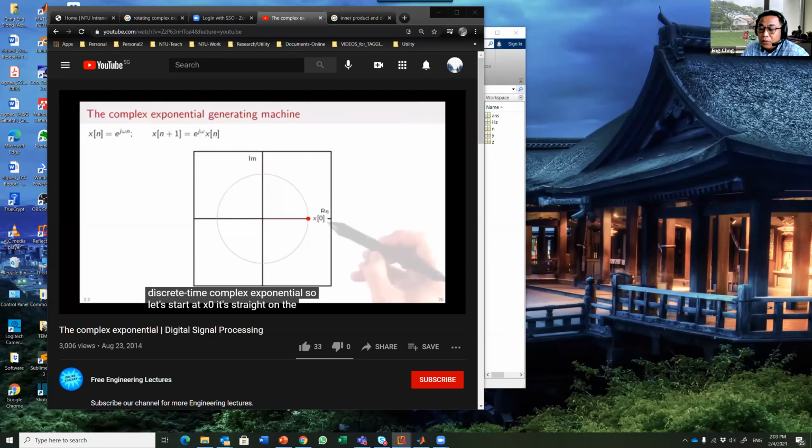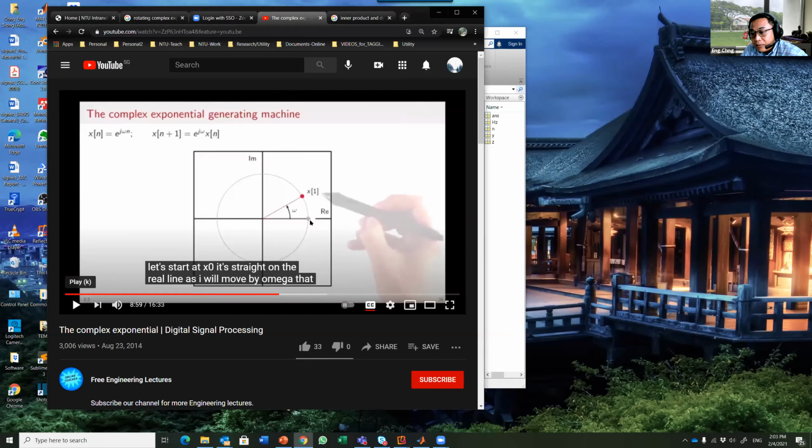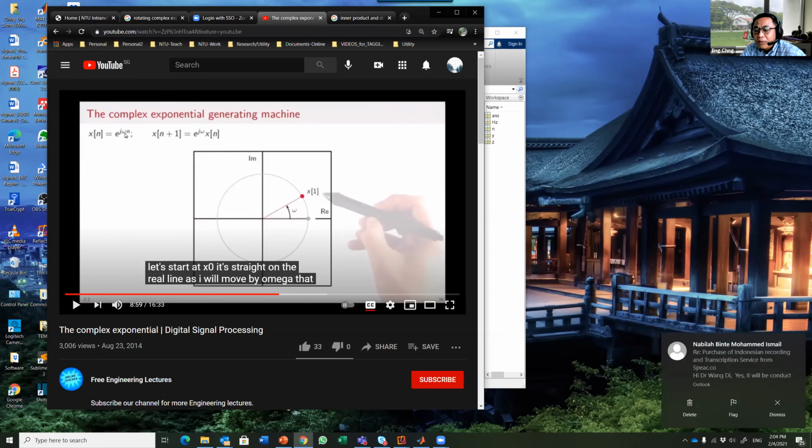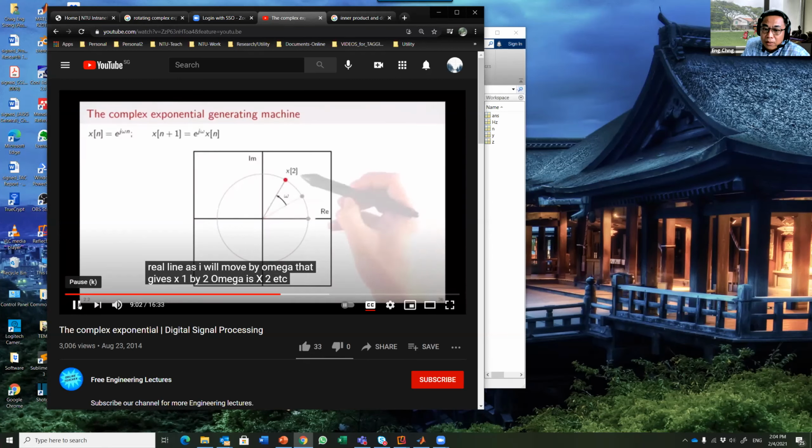It's straight on the real axis. So our friend Vitaly now is telling us that if we start here, after n goes from 0 to 1, it will jump by omega because we have this little omega here. Omega n. See, omega times 0 is 0, so it is this point. Omega times 1 is this point. Omega times 2 is this point. Omega times 3 is this point. That gives x1, 2 omega is x2, etc. It will keep going x4, 5, 6, 7, and so on.